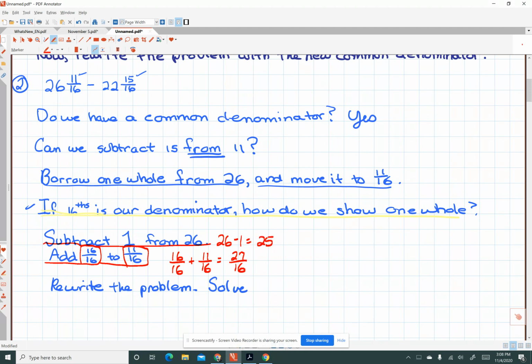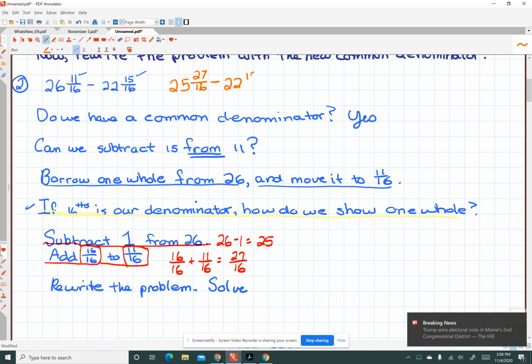So we can rewrite that first problem. I'll go back up at the top as 25 27/16 minus 22 15/16. So 25 minus 22 is 3.